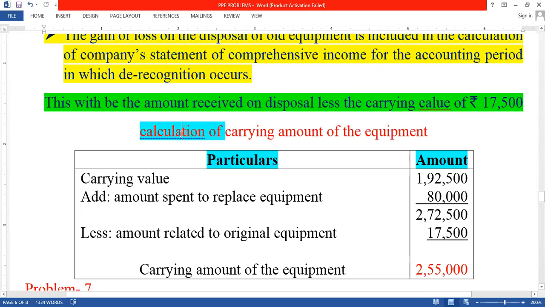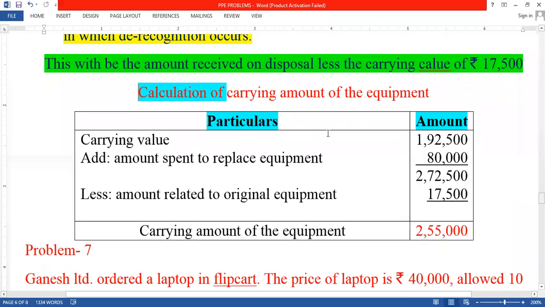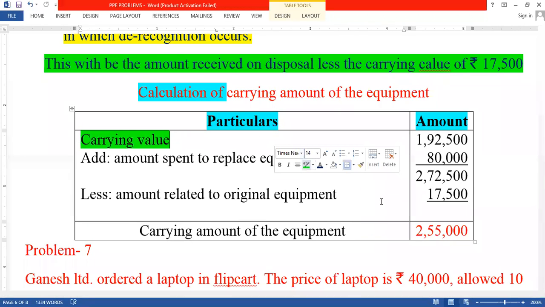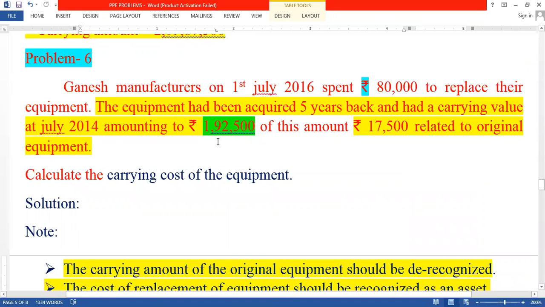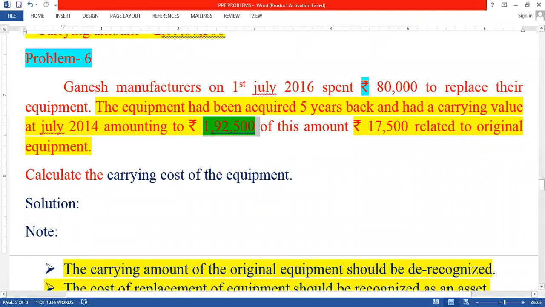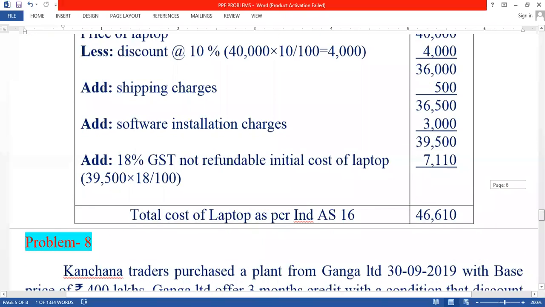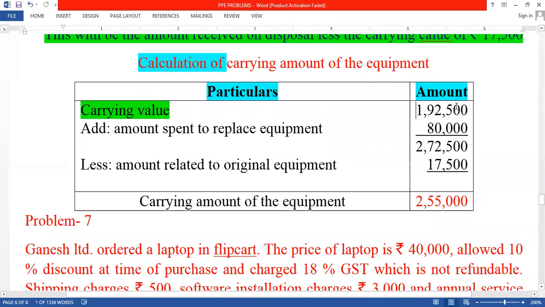So you should write down the heading: calculation of carrying amount of the equipment. Write down the heading. After this, you should open the statement with particulars and amount. In this, first you should take the value of the carrying amount. See in the problem, what is the carrying amount they have given? 1,92,500 is the carrying amount.